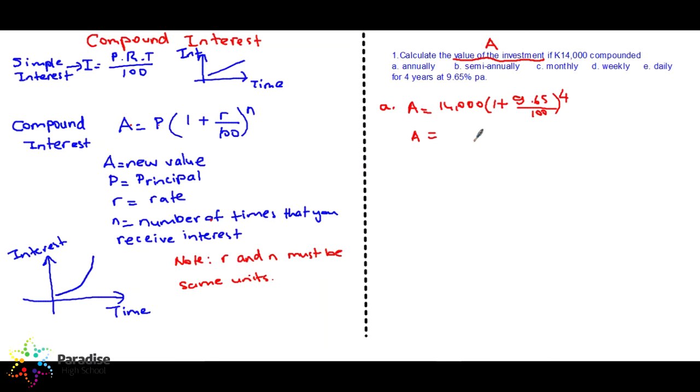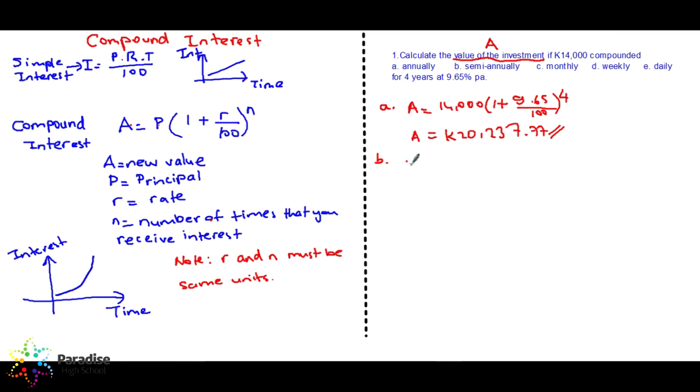So your money will become 20,237.77 kina. So when you invest 14,000 compounded annually, after 4 years, your money in your bank account will become 20,237.77 kina. So that is the new amount in your account after 4 years. What happens if it is compounded semi-annually? What is semi-annually? Semi-annually means every 6 months.